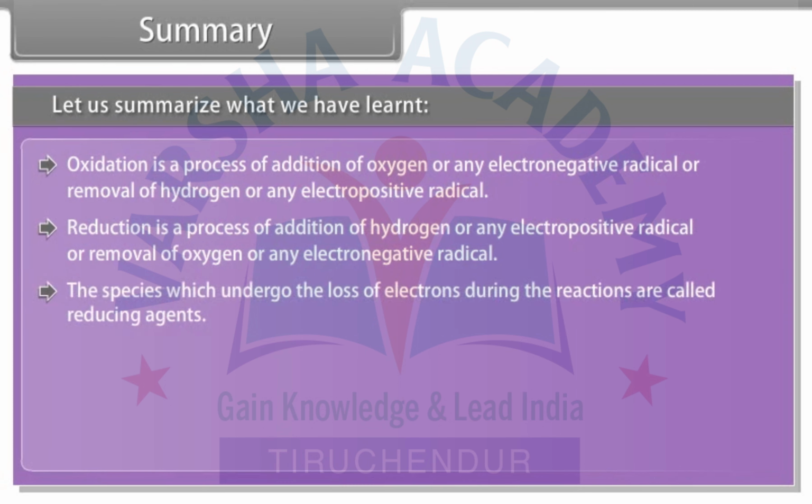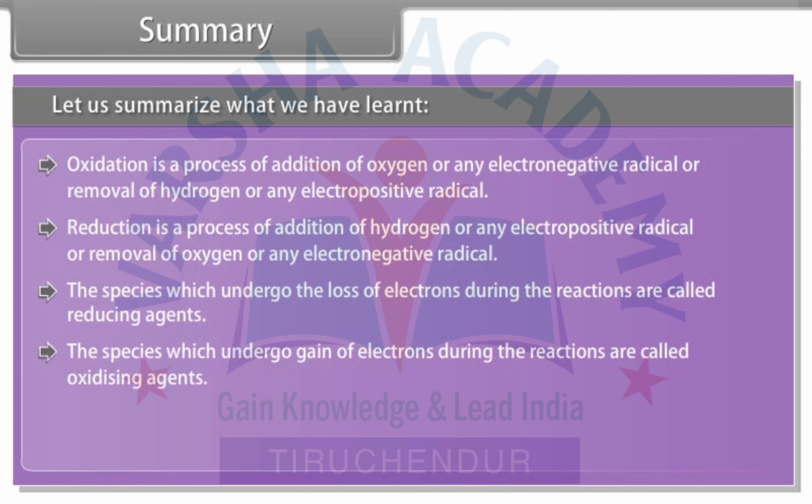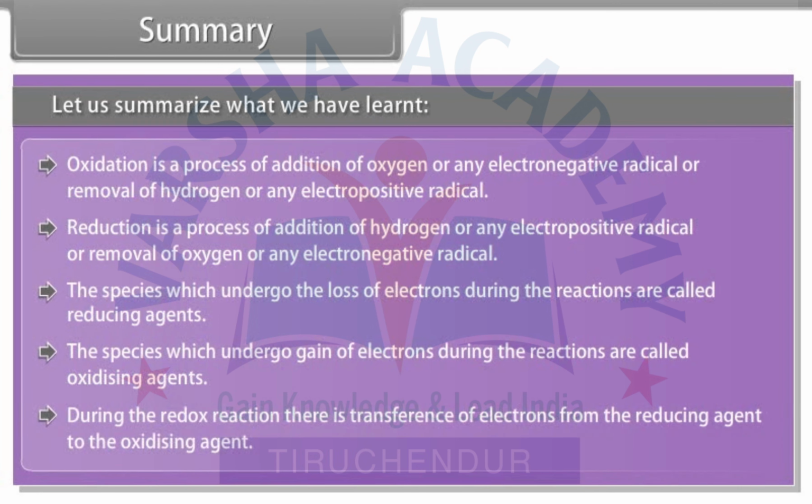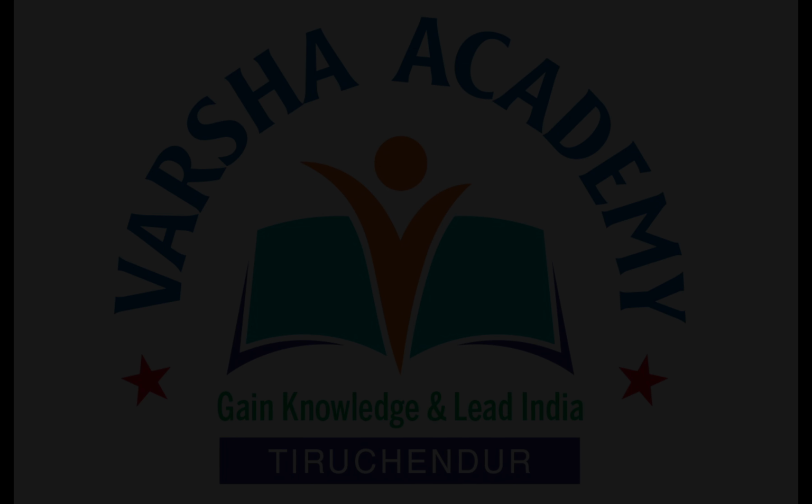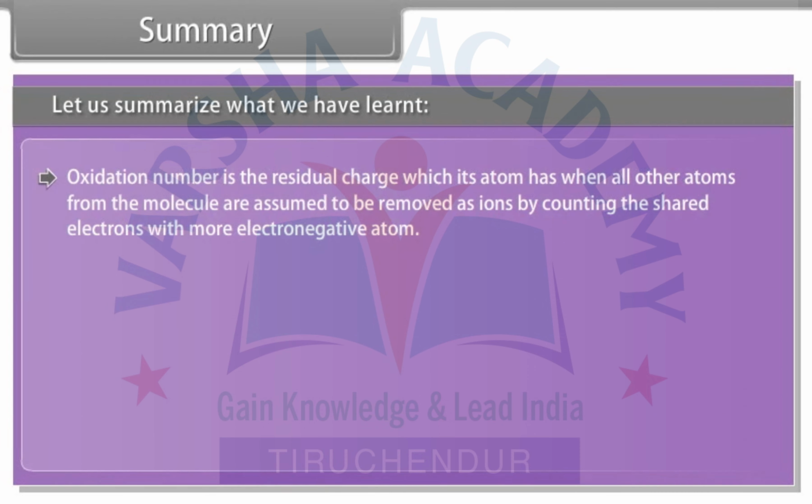The species which undergo the loss of electrons during the reactions are called reducing agents. The species which undergo gain of electrons during the reactions are called oxidizing agents. During the redox reaction, there is transference of electrons from the reducing agent to the oxidizing agent. Oxidation number is the residual charge which an atom has when all other atoms from the molecule are assumed to be removed as ions, by counting the shared electrons with the more electronegative atom.